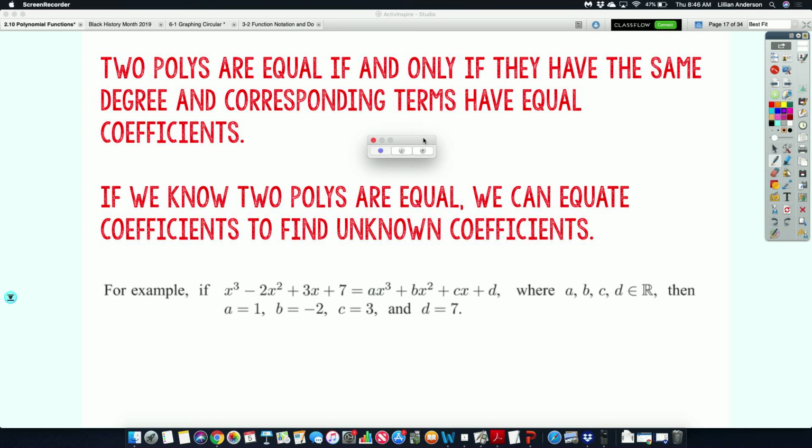So we're going to look at some examples that relate to that in polynomial functions. And at that point, you'll be able to finish up the rest of that homework. Yay!